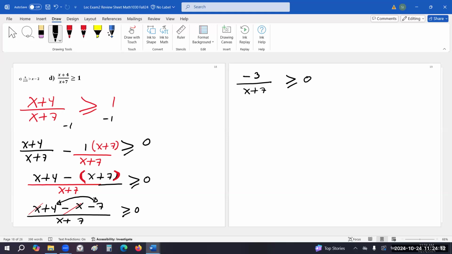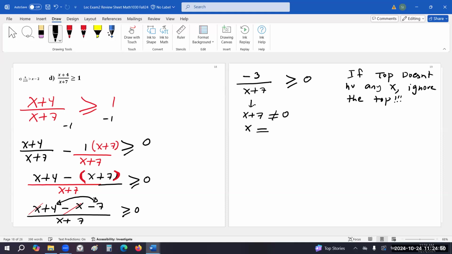Our numerator doesn't have any x. If top doesn't have any x, ignore the top. We are going to ignore the top because we cannot solve any x from there because it doesn't even have any x. So we go to the bottom and we set the bottom not equal 0 because our denominator cannot be 0. That tells us x cannot be which number? Negative 7.